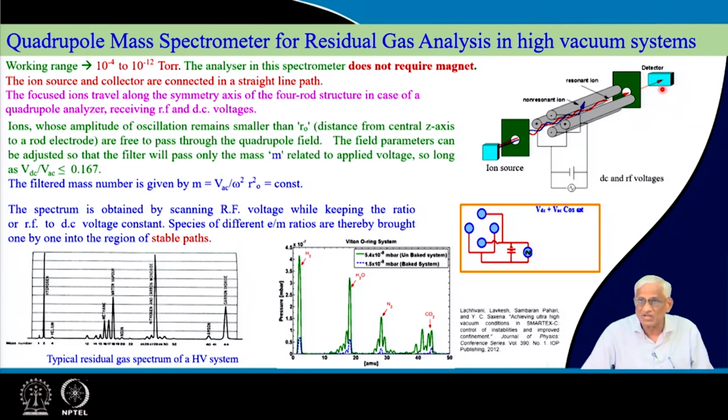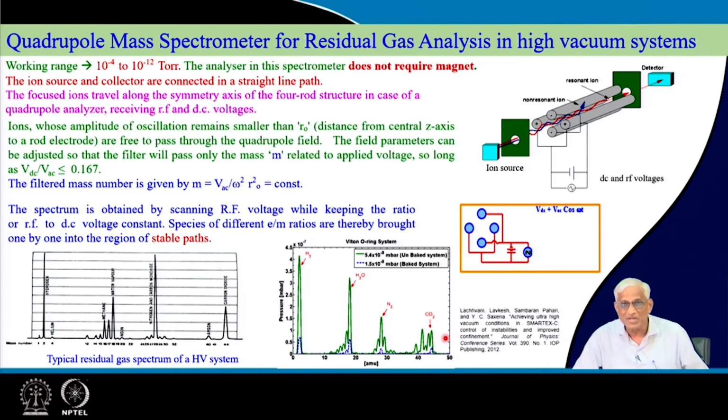There are varieties of detectors which detect the amount of charge collected here, which is proportional to that particular ion. So when you scan these voltages, you bring various ions into stable paths. By changing the RF voltage and keeping the RF to DC voltage ratio at 0.167, it can be connected to a vacuum system below 10 power minus 5 torr. In such a way, you can get the chemical signature of the residual vacuum, which is called residual gas analysis. So this instrument can nicely be used to get a spectrum like this.